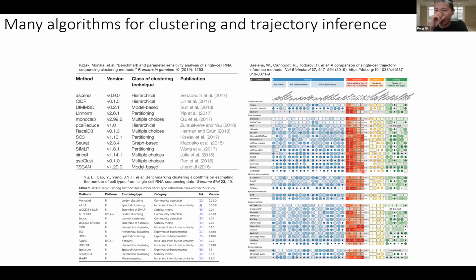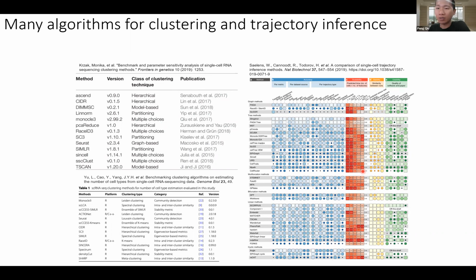As mentioned yesterday, there are many algorithms that have been developed for clustering analysis and trajectory inference. Here are some screenshots from benchmarking papers that compared clustering and trajectory algorithms. No need to read into the details, this just gives you an impression of how many algorithms existed before these benchmarking papers were written. And there certainly is a question: if I want to do cluster analysis, which clustering algorithm should I choose? If I want to do trajectory finding analysis, which trajectory finding algorithm should I use?